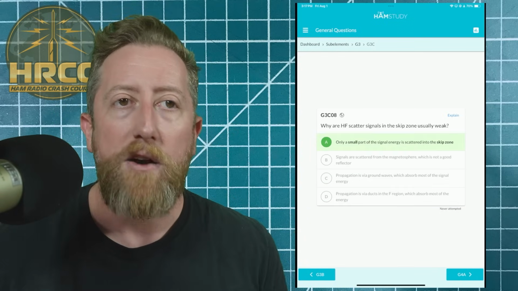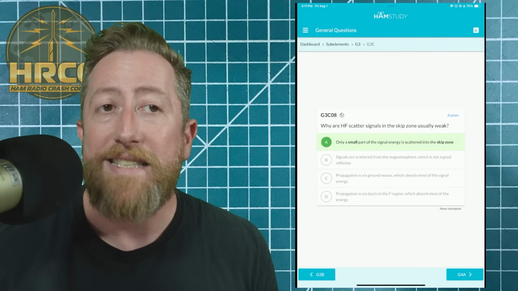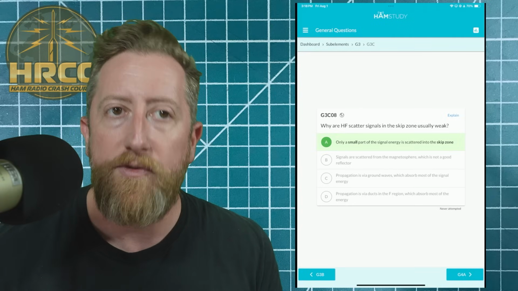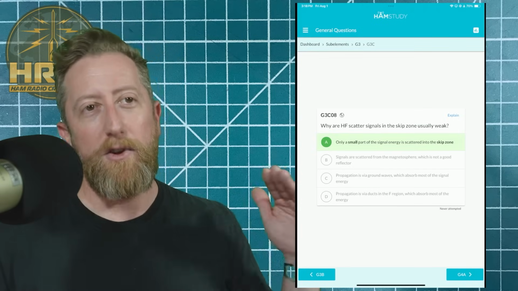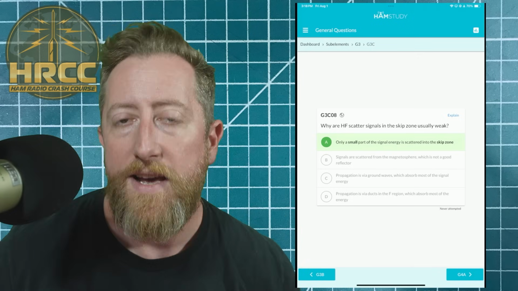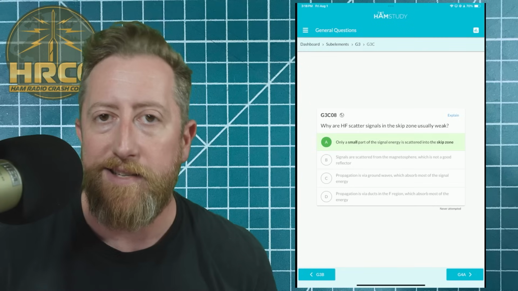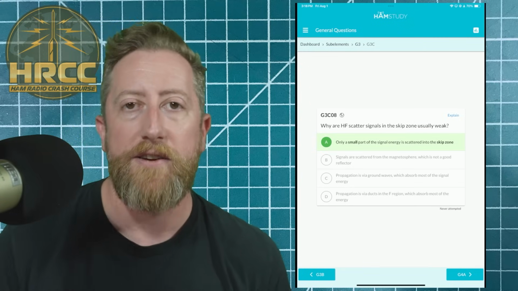Question 8. Why are HF scatter signals in the skip zone usually weak? And it's A, only a small part of the signal energy is scattered into the skip zone. Yeah, so it's a little bit of it that breaks into that freeway and then bounces around and then comes out randomly. And so it can be a little weak because you kind of have a weird atmospheric phenomena going on that's getting your signal there.